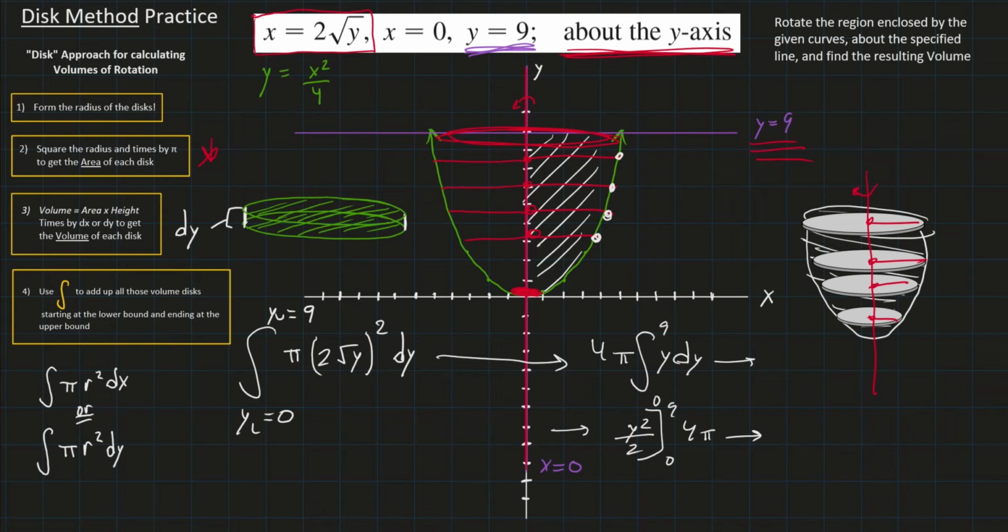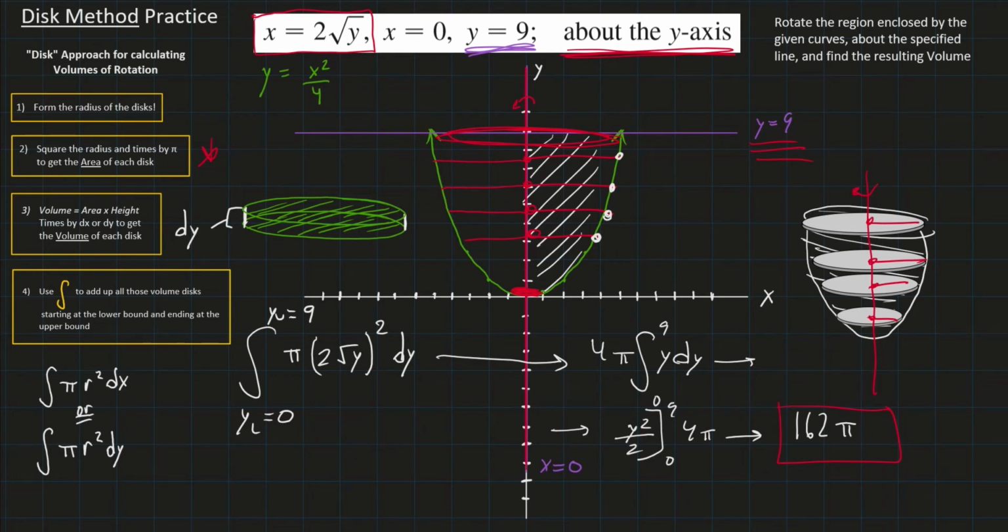Just y squared over 2. And now I can put my bounds in. If I put 9 in there, 9 squared is 81 over 2 times 4 pi, minus, gotta put 0 in there, but 0 squared is just 0. So my whole lower bound is 0. So this is basically my answer here. Let me just simplify that real quick. 4 divided by 2 is 2. 2 times 81 is going to be 162. So 162 times pi is my final answer for this one.